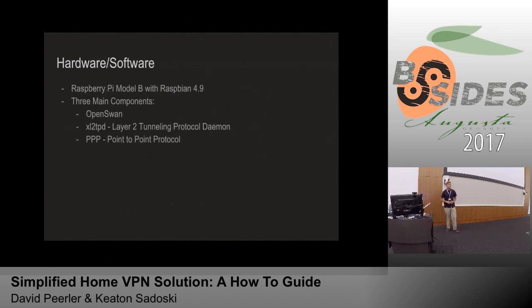First off, let's talk about the hardware and software we're using. We used a Raspberry Pi Model B with Raspbian 4.9. Raspberry Pis are pretty cheap, plus they're really cool to use. And the Raspbian OS is actually designed for the Raspberry Pi, so it comes with a lot of cool preloaded software that makes configuration easy. The 3 main services we're going to use are OpenSwan and the XL2TPD Layer 2 tunneling protocol daemon, as well as PPP, which is our point-to-point protocol.